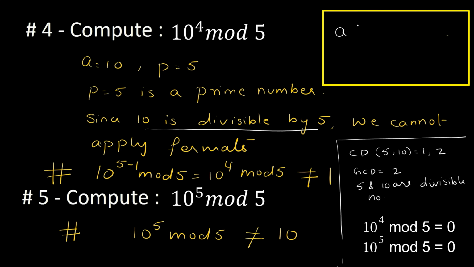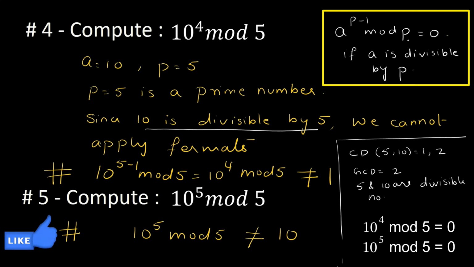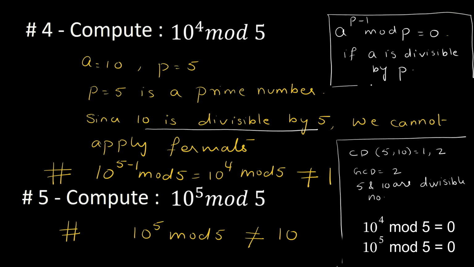In fact, A raised to P minus 1 mod P turns out to be 0 if A is divisible by P. Because when you do modular arithmetic, the answer is basically the remainder. And since A is divisible by P, the answer will directly be 0.